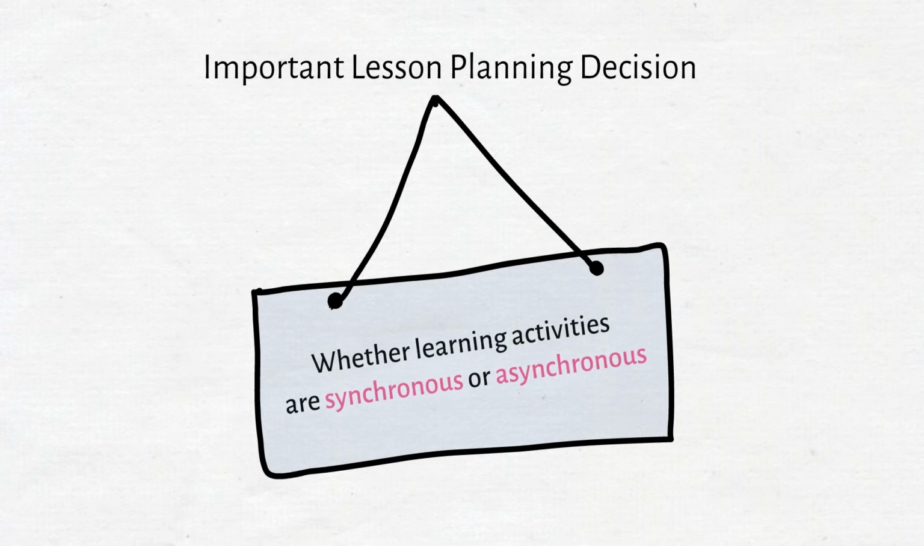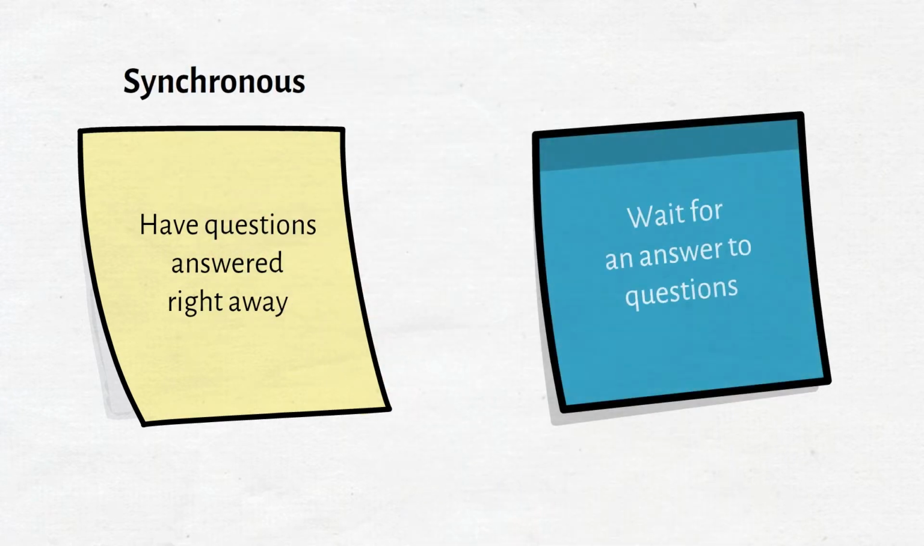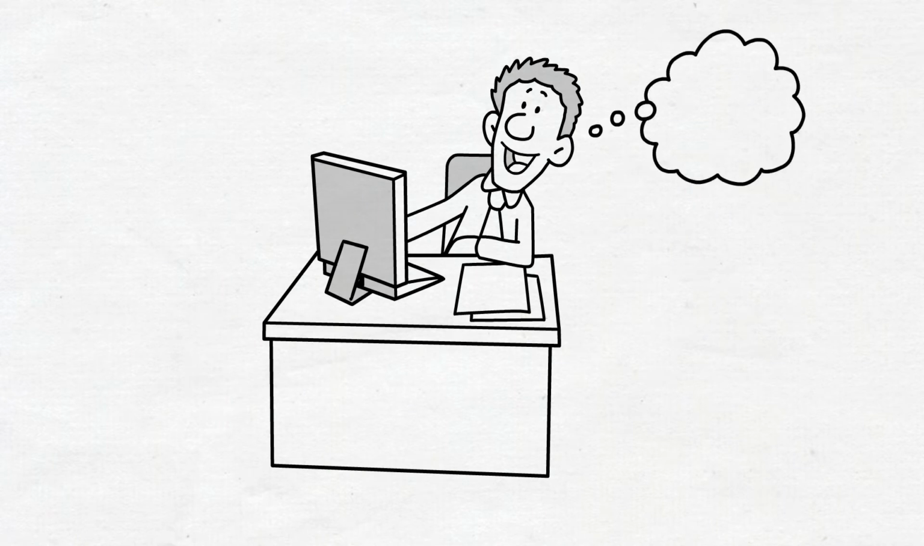One important lesson planning decision is considering whether learning activities should be completed synchronously or asynchronously. These two types of activities are different. One difference is that students can have their questions answered right away in a synchronous video conferencing session, whereas they may need to wait for an answer to their questions when participating in asynchronous activities. These differences may lead teachers to adjust the lesson's instructional strategies, independent practice, group work, and media or technology.